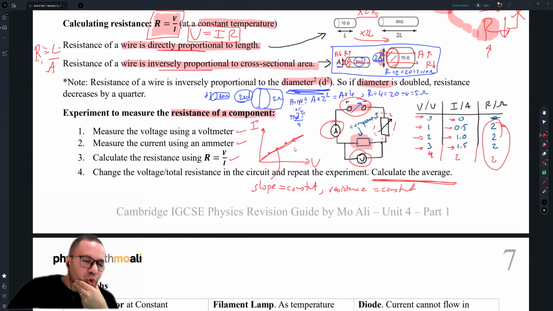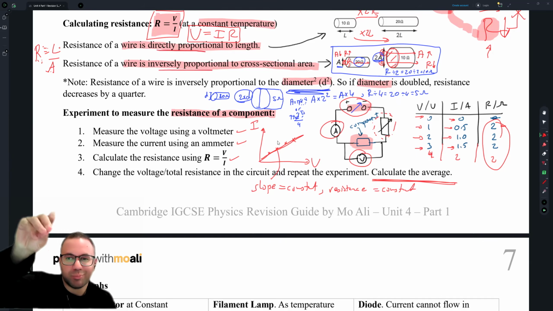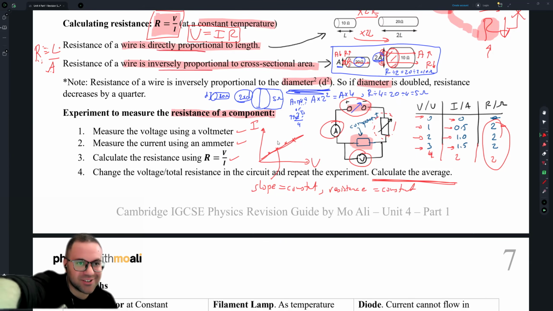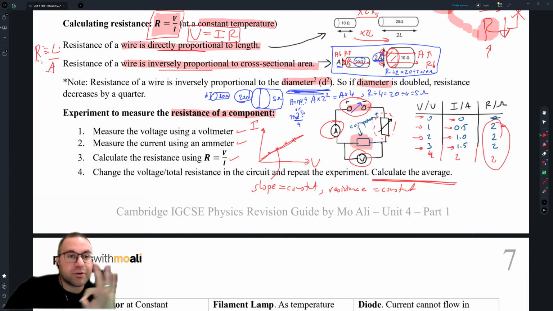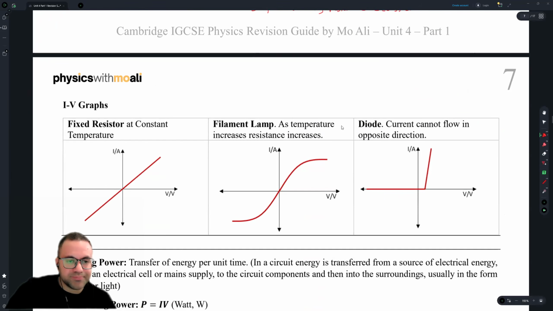Now I want to go over IV graphs of different components, meaning we put a component in this circuit that you see right now, over here, and we change the voltage and we get lots of readings when we plot a graph. There are 3 components that you need to remember. One, the fixed resistor, which is just a component with resistance. Something has fixed resistance. If you plot an IV graph, it ends up being a straight line, which means the resistance is what? Constant.